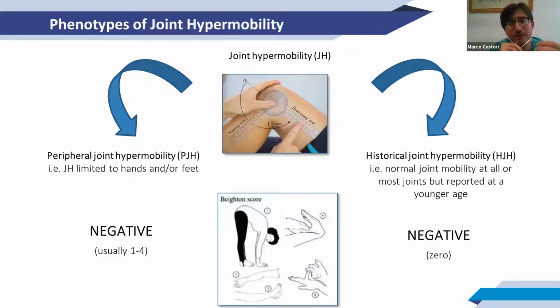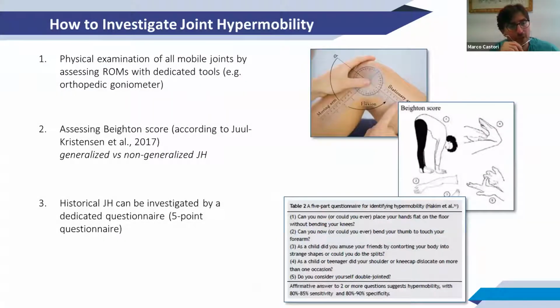It's not clear if historical joint hypermobility has a true clinical relevance, but in patients with chronic musculoskeletal pain, the possibility that the patient remembers some kind of double-jointedness in his or her childhood is not uncommon. But obviously, in historical joint hypermobility, the Beighton score is negative. Joint hypermobility is a clinically neutral term, sign, sorry.